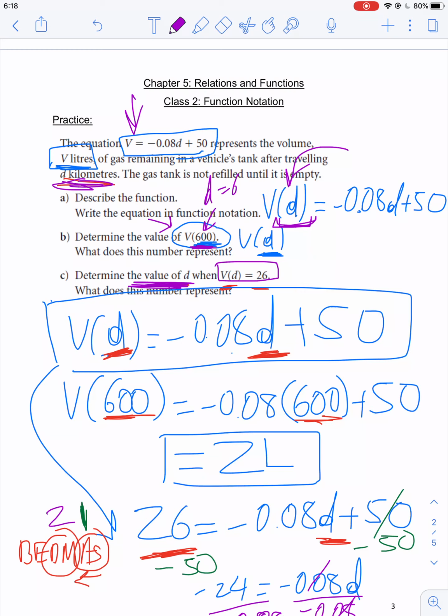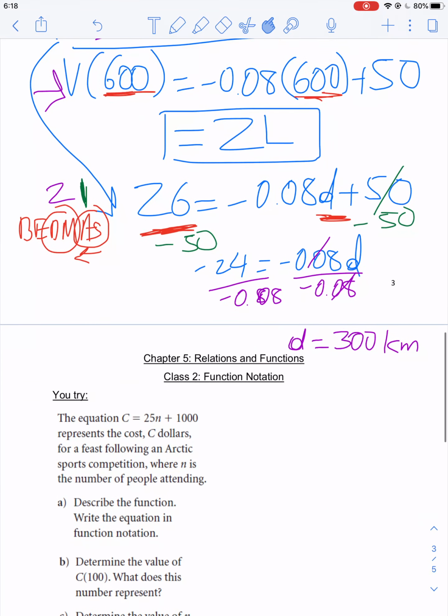D is equal to 600. So plug D equals 600 into your formula right over here, and then you will get the value of V of 600, which is kind of what I did over here. This one is telling you that V of D is 26. So this whole thing over here will get replaced by 26, and then you have to solve for your independent variable, which is D, which is what I did. It's kind of tricky, but once you do a few examples, I think you'll get the hang of it.